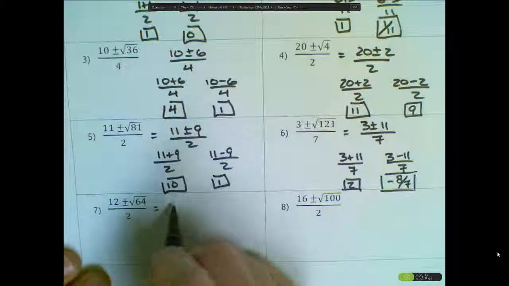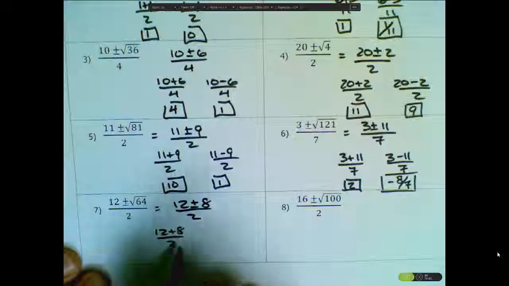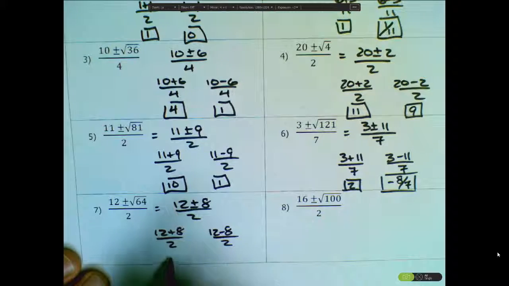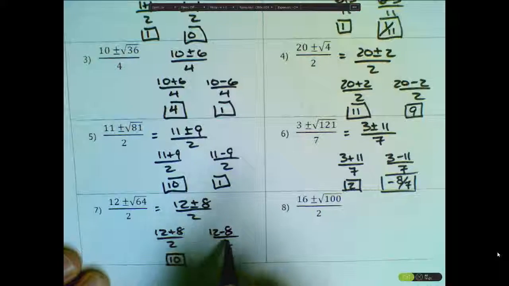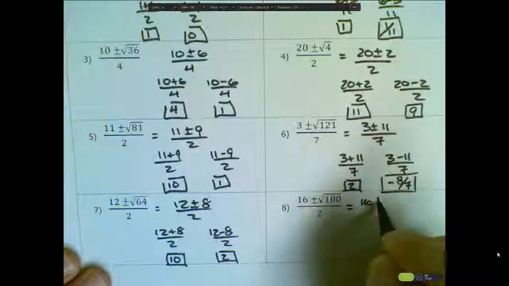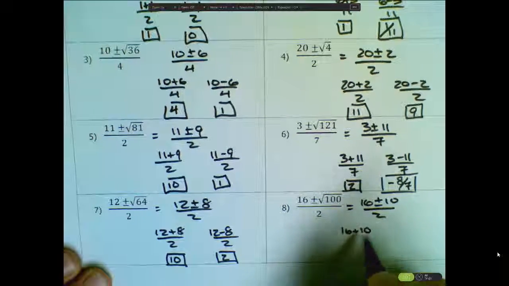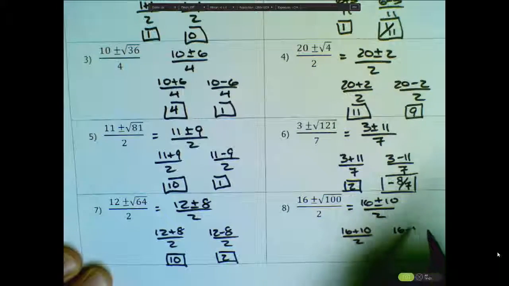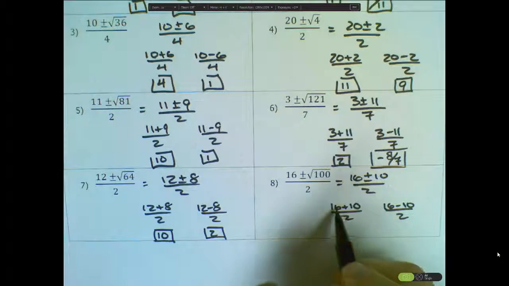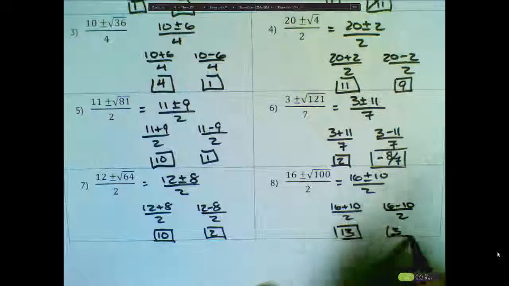Last one, or second to last one, 12 plus or minus 8 divided by 2. 12 plus 8 divided by 2. 12 minus 8 divided by 2. 20 divided by 2 is 10. 4 divided by 2 is 2. Last one. 16 plus or minus 10 over 2. 16 plus 10 divided by 2. 16 minus 10 divided by 2. 26 divided by 2 is 13. 6 divided by 2 is 3.